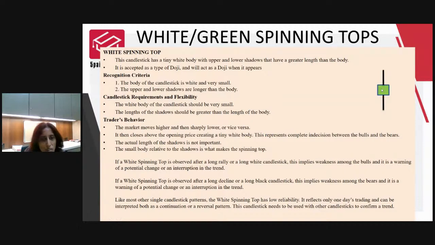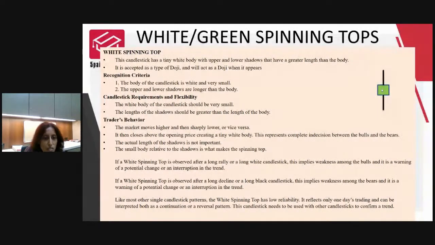If a white or green spinning top is observed after a long rally or a long white or green candlestick, this implies weakness among the bulls, and it is a warning of a potential change or an interruption in the trend.